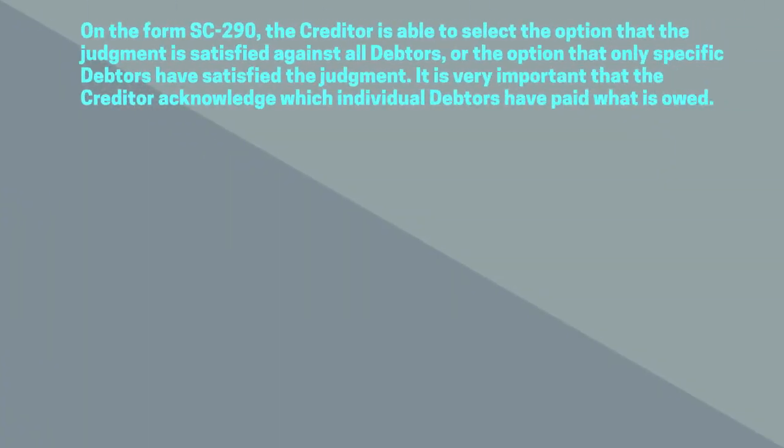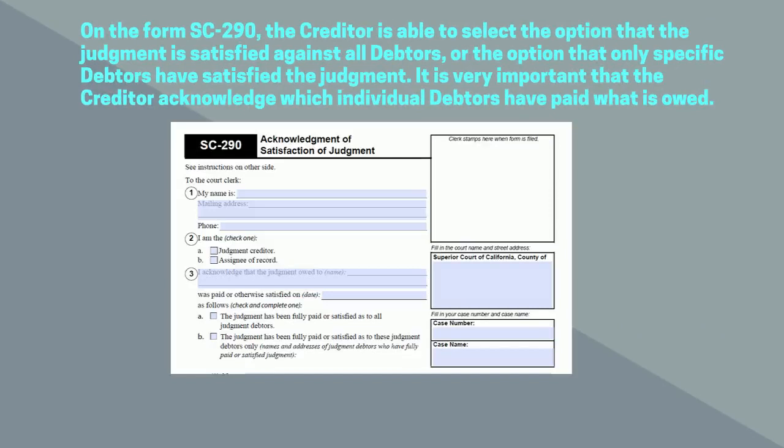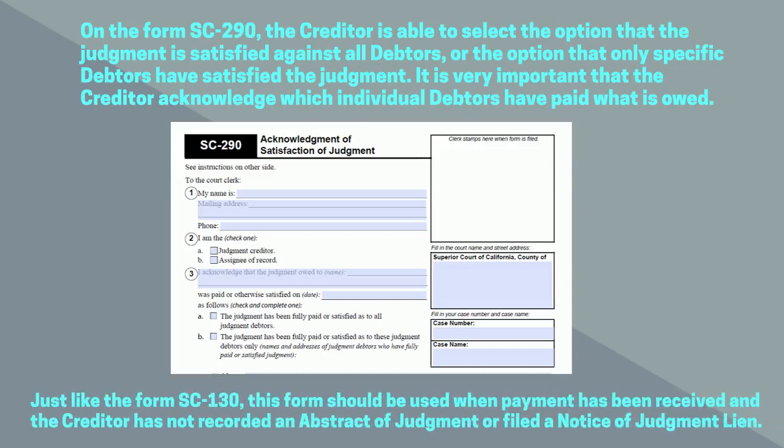On the Form SC-290, the creditor is able to select the option that the judgment is satisfied against all debtors, or the option that only specific debtors have satisfied the judgment. It is very important that the creditor acknowledge which individual debtors have paid what is owed. Just like the Form SC-130, this form should be used when payment has been received and the creditor has not recorded an abstract of judgment or filed a notice of judgment lien.